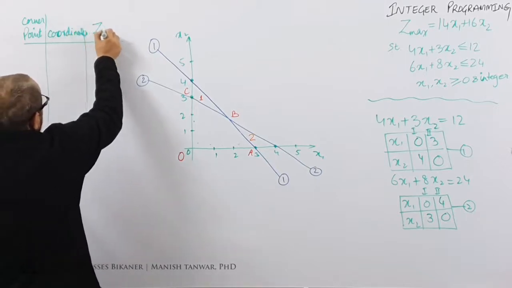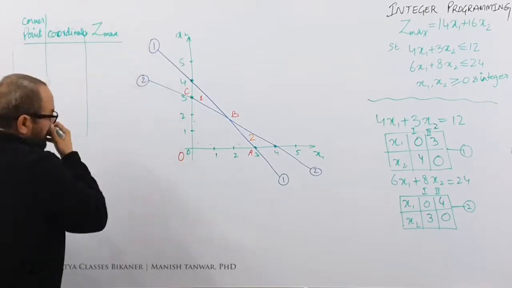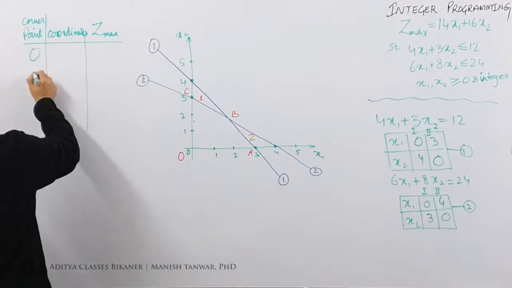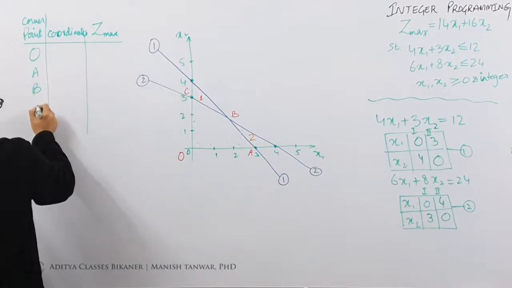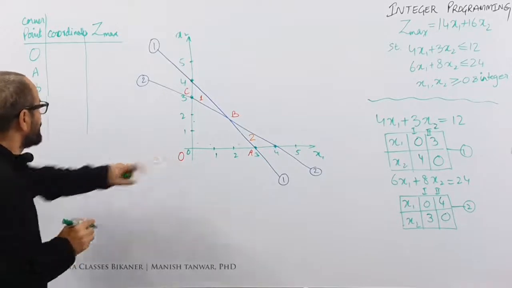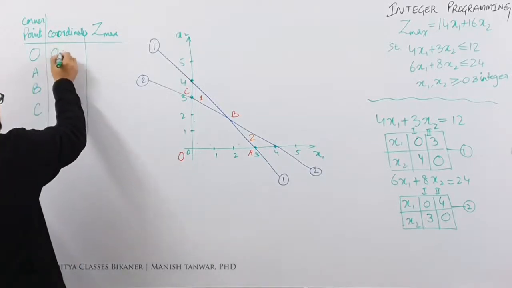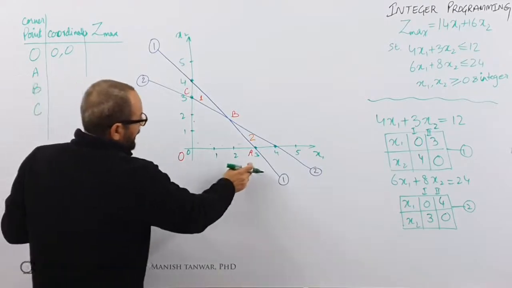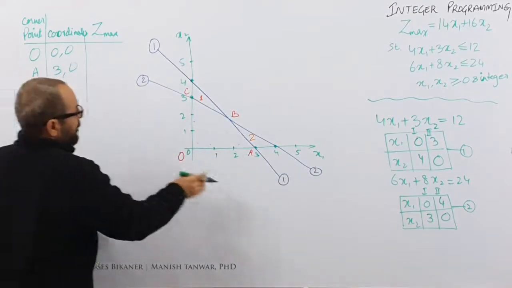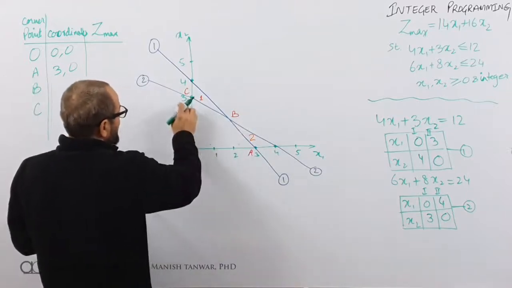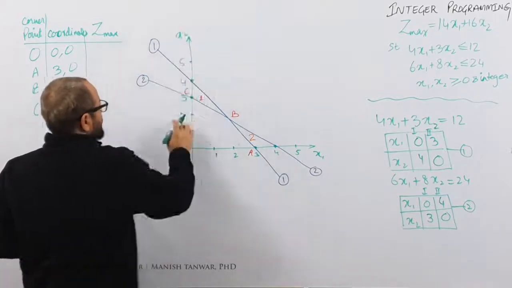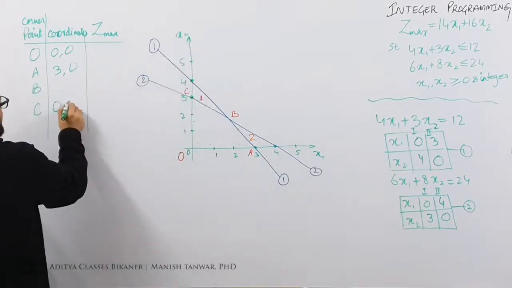And then we can have Z max. What are the corner points? O, A, B and C. What are the coordinates? O is 0, 0. For A it will be 3, 0. For B we will determine it. For C it will be 0, 3. X1 is 0, X2 is 3.